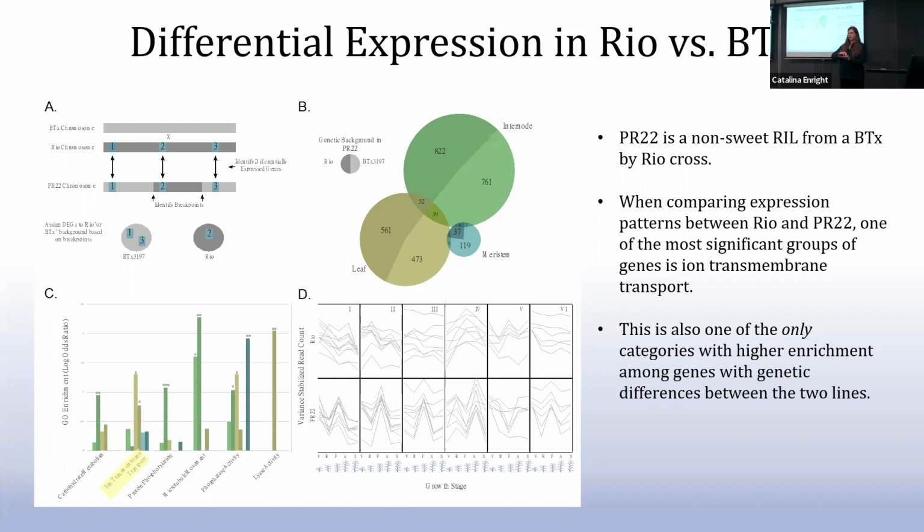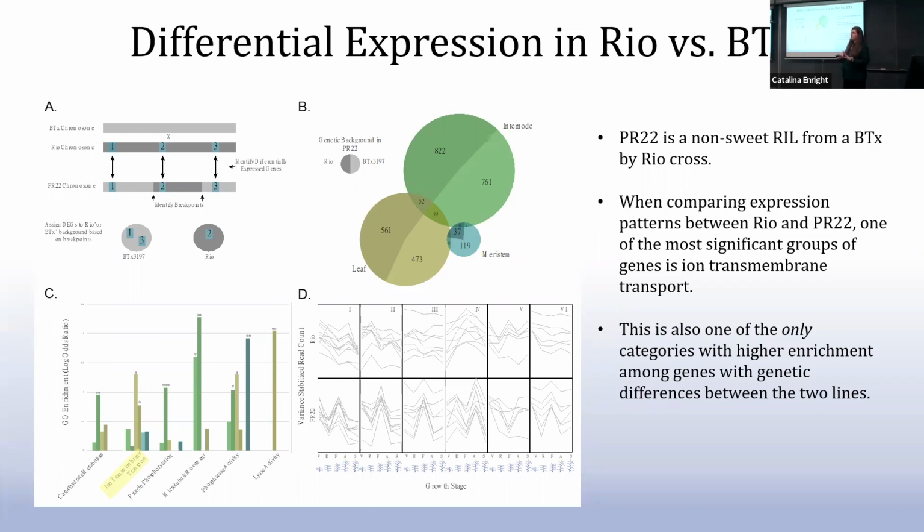And then we looked at what the expression differences were between them. And then we also took the genes that were expressed differently and thought about, well, which ones actually are coming from a place in that RIL that had the Rio parent allele versus the BTX allele. And so we're most interested in genes that are very differentially expressed between the two and come from the non-sweet allele. So that would actually be the mutation within that gene that could be affecting the expression.